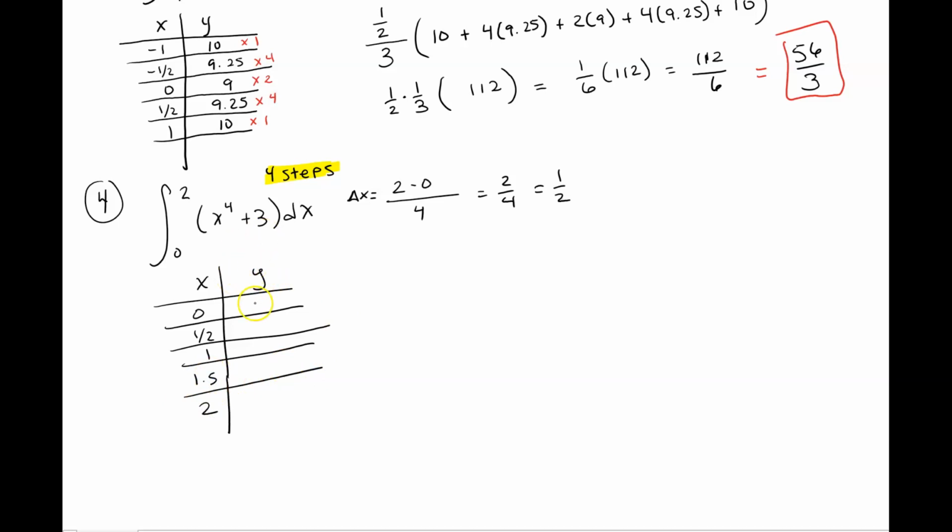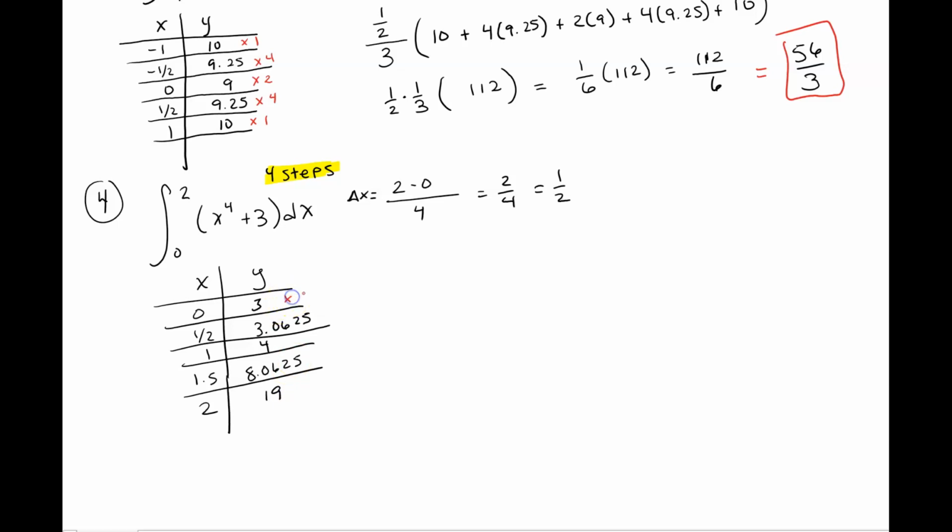All right, so we have here 3. The next value here is going to be 3.0625. Again, you might want to double check on your calculator. Be sure you get as close to accurate as you can. For 1, you get 4. For 1.5, you get 8.0625. And for 2, you're going to get, let's see, 19. All right, so there's not really any kind of symmetry that we're looking for here. All right, but let's figure this out.